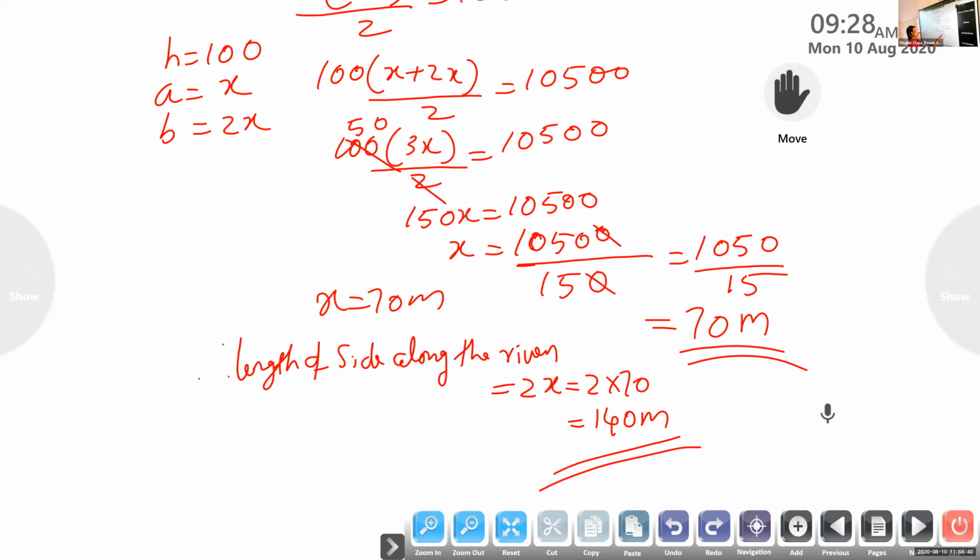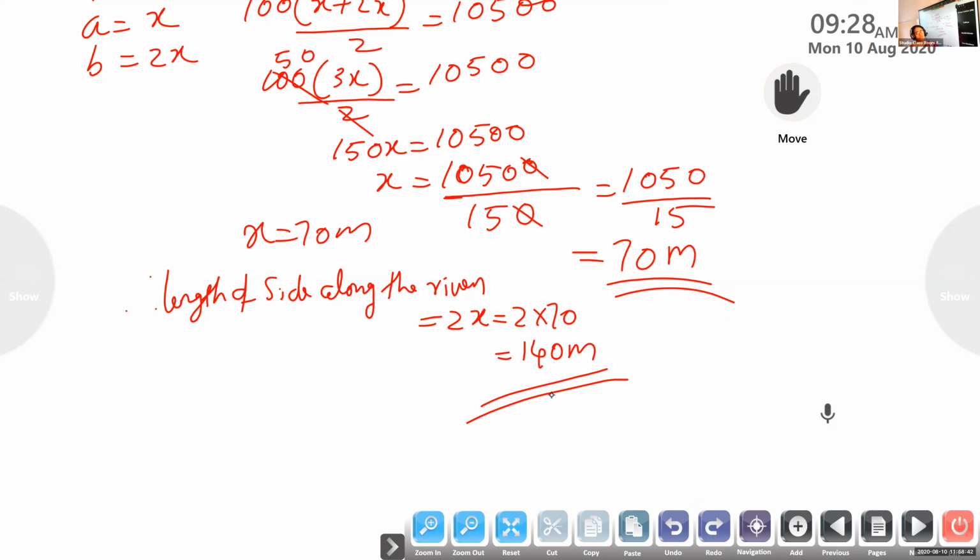But our question is we need to find the length of the side along the river. The length of the side along the river is 2x. So 2 into 70, 140 meter.